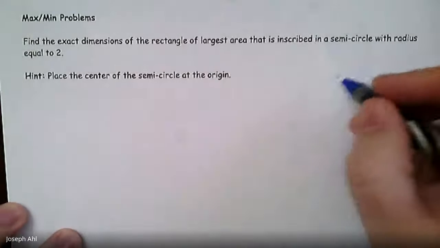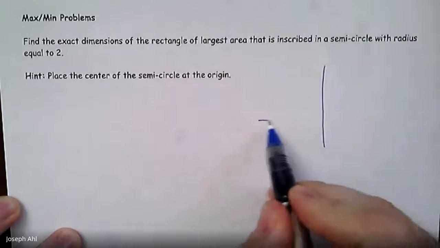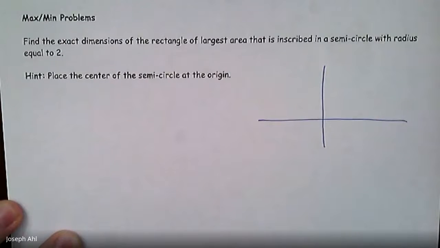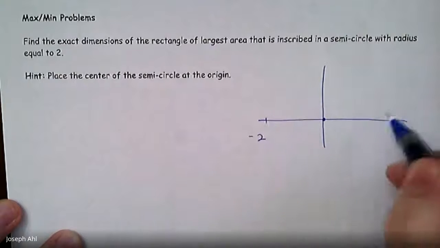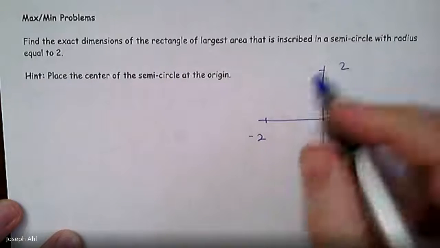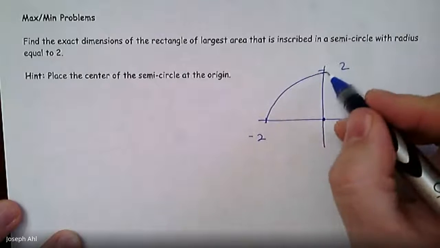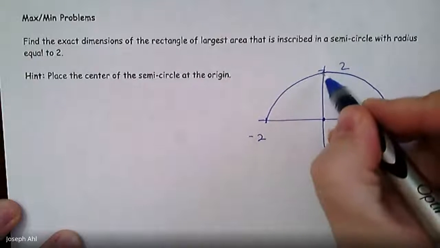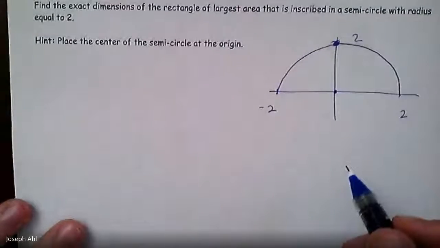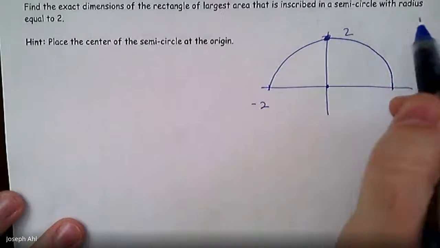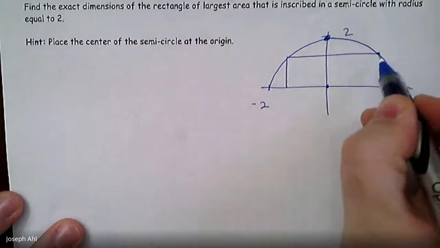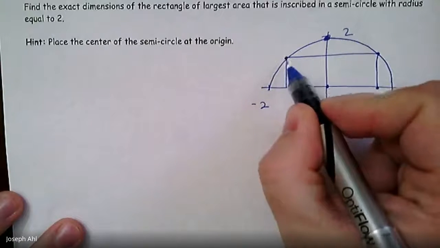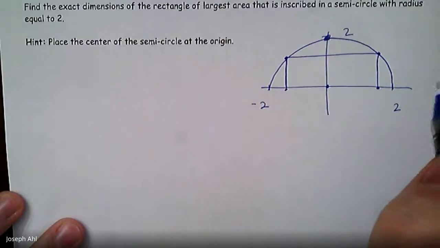So if we take a look at creating a quick sketch of what we got going on here, if we place, according to the hint, the center of the semicircle at the origin, with a radius equal to 2, we know that the semicircle is going to look something like that. We'll pretend like that actually hit y equals 2. And what we're trying to do is inscribe a rectangle underneath it, and we want to determine the largest possible area for this rectangle.